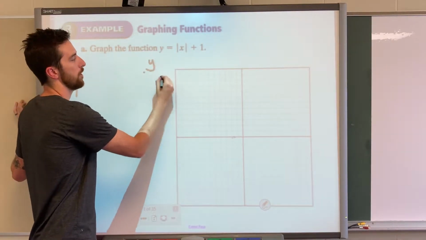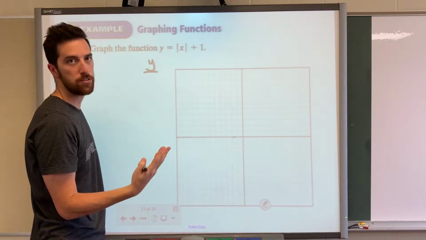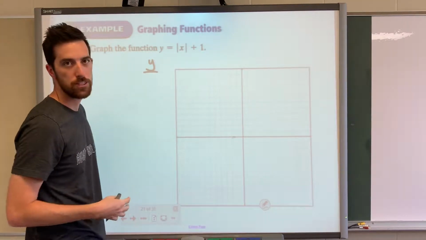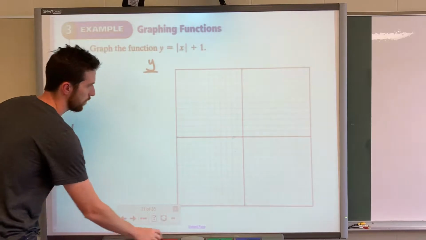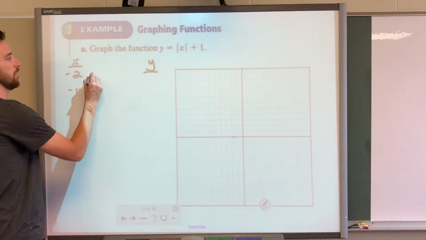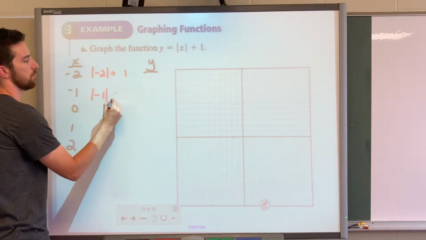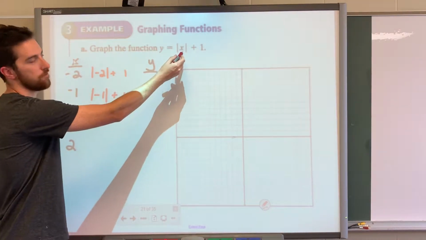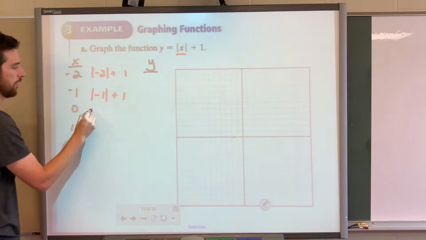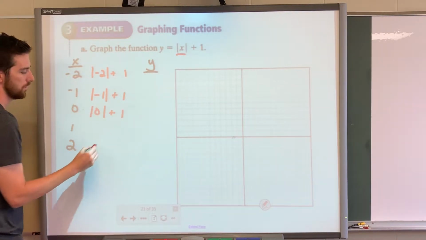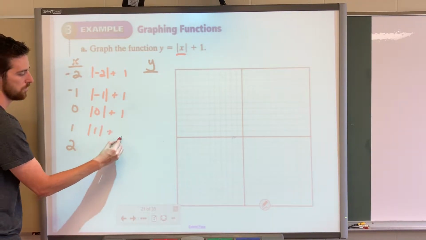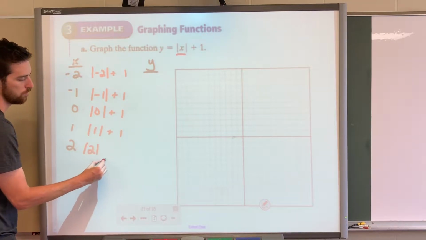We're going to figure out y values, the answers, when we put those in, and then we're going to turn those into coordinates. Let's see, absolute value of -2 plus 1. Absolute value of -1 plus 1. Remember, we're putting these values in for x. So absolute value of 0 plus 1, absolute value of 1 plus 1, and absolute value of 2 plus 1.